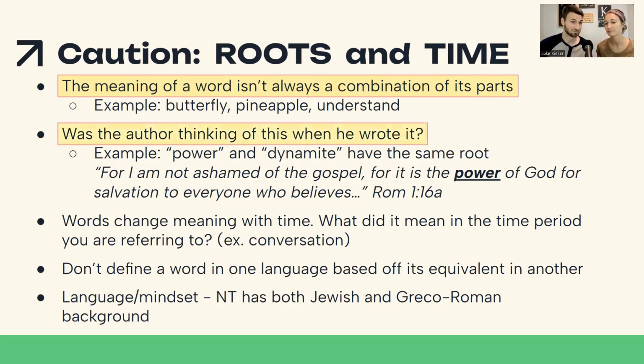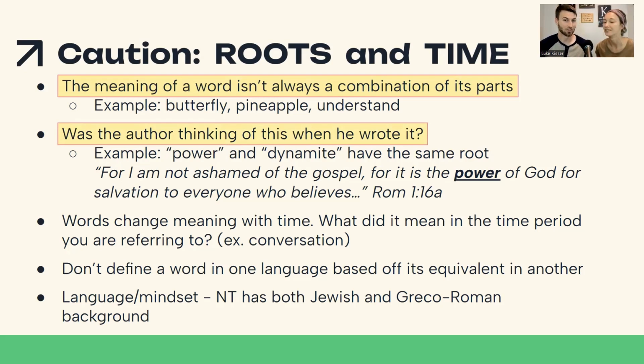The second one here is: was the author thinking of this when he wrote it? Hilaron would actually be almost an example of this as well. Paul wasn't trying to tell you to be funny. Right. Well, and he didn't even have the word hilarious in his dictionary. I see. So we can't read it backwards almost.